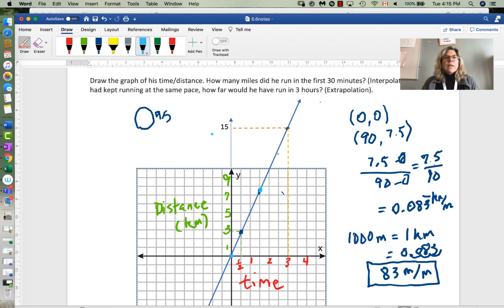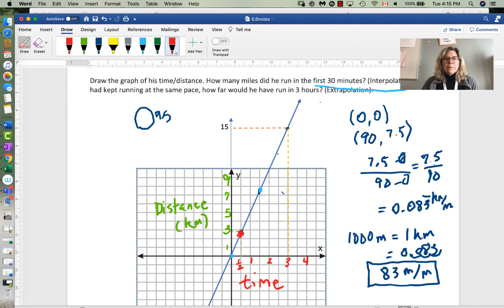Now, so then it says, draw the graph of his time and distance. How many kilometers did he run in the first 30 minutes? So this is interpolation. We say, okay, the first 30 minutes, this is a half hour. And so we come up here and we see that he's run roughly 3 kilometers in a half an hour.